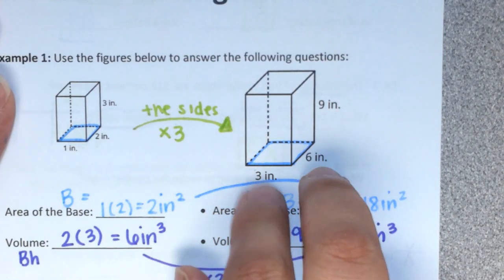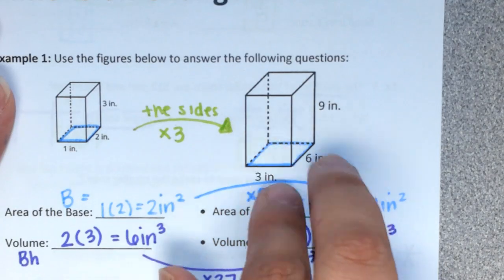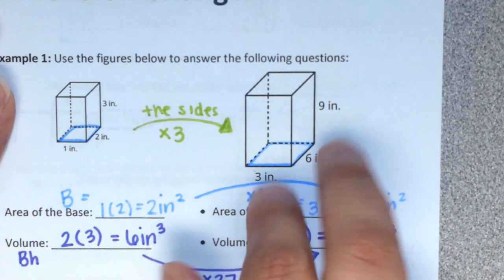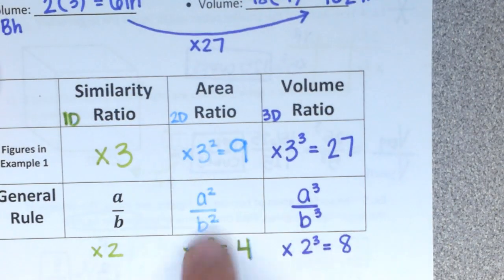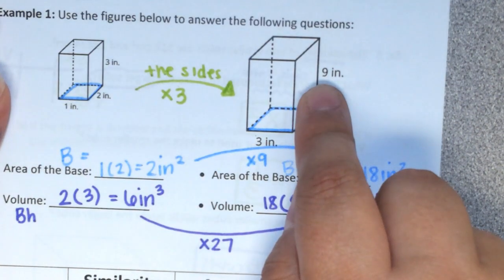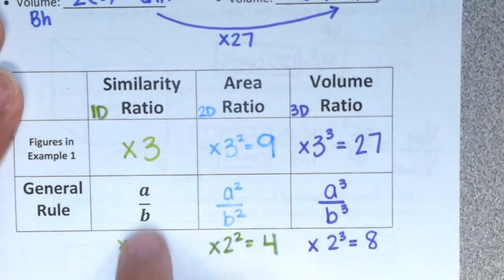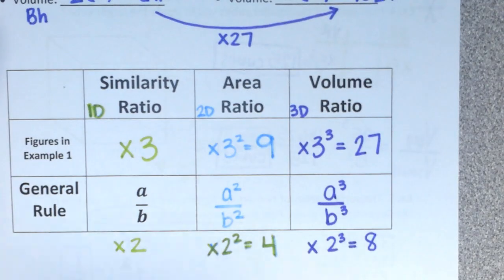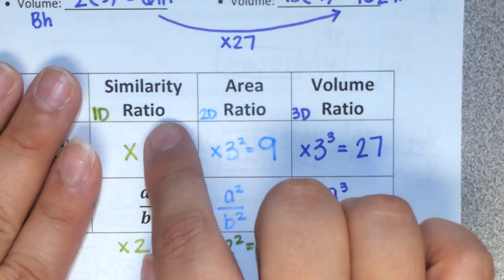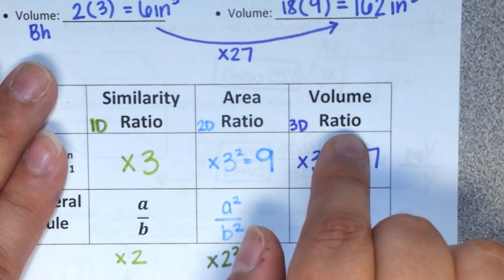What if I only change the base, the length and the width? How many dimensions am I changing? If I only change 2 dimensions, then I'm going to stick in this column. What if I only change the height? How many dimensions is that? The height is just 1 dimension. I would just do what the 1 dimension column is. So if you have non-similar, meaning you don't change all of them, instead of doing similarity, area, and volume, you're going to do 1 dimension, 2 dimension, 3 dimension.